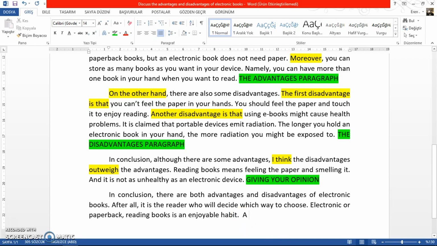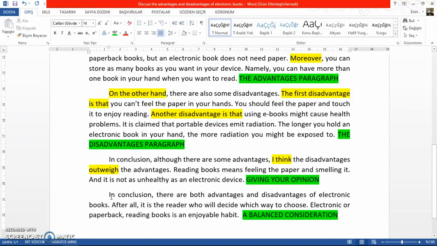Or you can give a balanced consideration. So, sir, how can we start the conclusion paragraph if we want to give our opinions? In conclusion, although there are some advantages, I believe, in my opinion, the disadvantages outweigh the advantages. You can write, I think the advantages outweigh the disadvantages, if you are for the advantages. If you think the advantages outweigh the disadvantages.